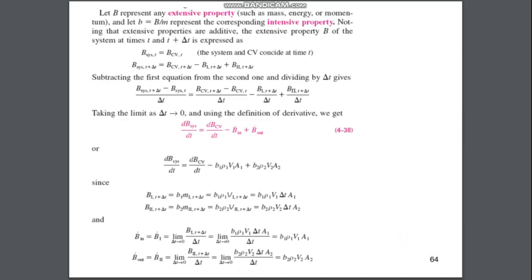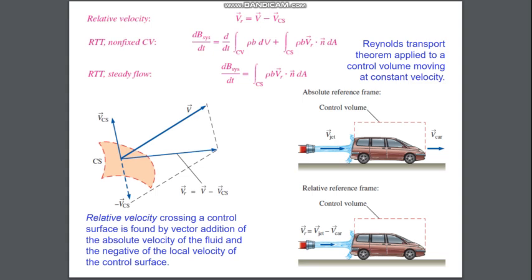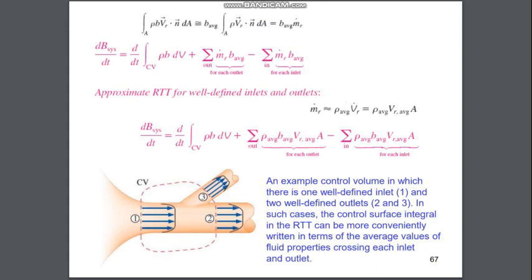Okay, finally we derive up to 4.48, in terms of volume flow rate rather than mass flow rate. In such cases, we make a further approximation: mass flow rate equals rho average times volume flow rate, which equals rho average V R average A. This approximation is exact when fluid density rho is uniform over A. Finally, 4.48. Okay, this is the equation for 4.48.